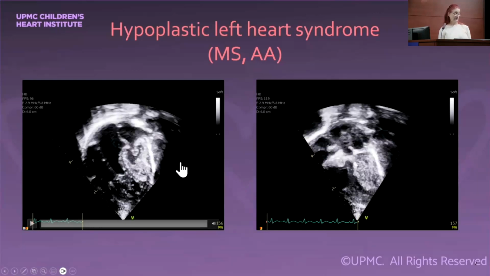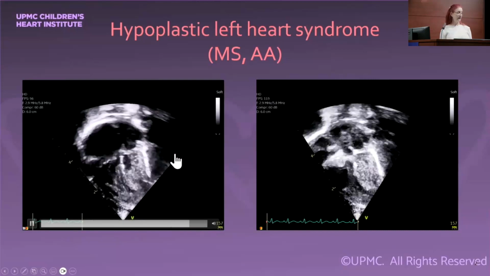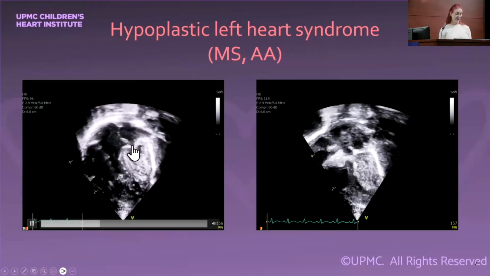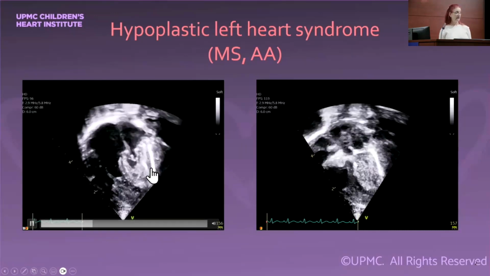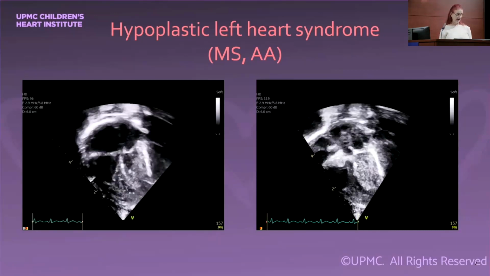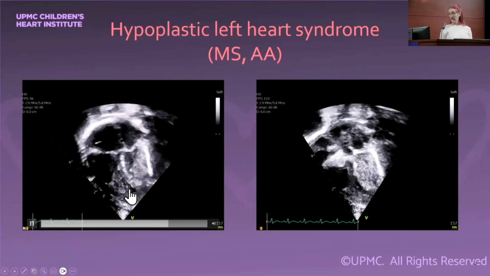So starting with the most classic and the most common that we see is hypoplastic left heart syndrome. And you can see that there is a patent mitral valve with some leaflet movement, a very hypertrophied, echo bright, hypoplastic LV, suggestive of EFE, and a dominant RV. You can see that the LV is not apex forming.